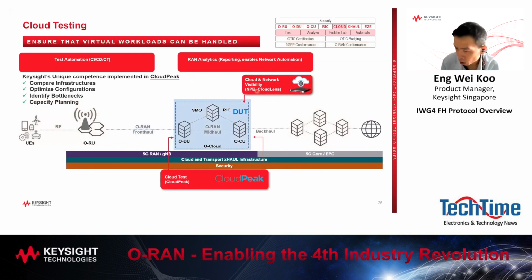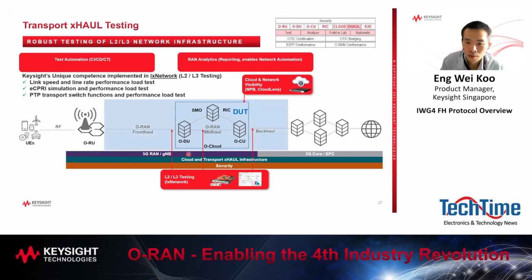So maybe spending a few more minutes on the cloud testing, because I think I'm running out of time here. As I mentioned, it's really important to make sure that the cloud can be tested to ensure that it can actually sustain the requirements of the workload, the ODU in this case running on top of the cloud. So we apply a product called Cloud Peak that basically compares the infrastructure of the cloud, optimizes the configuration, identifies bottlenecks, and plans capacity for the O-Cloud, to make sure that when you start operating the ODU over the O-Cloud, you will not run into any challenges when validating the open fronthaul, such as incompatibility issues between the ODU and the O-Cloud.